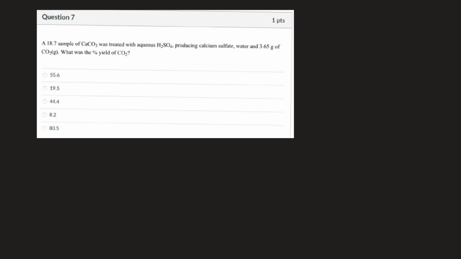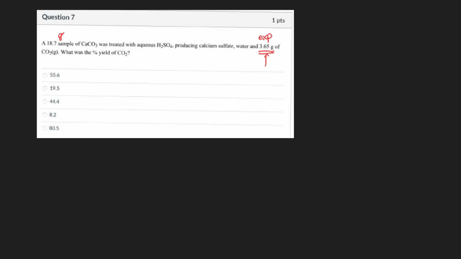All right, here's a percent yield question. It says you've got 18.7, and I think we'll assume that that's grams of calcium carbonate treated with aqueous sulfuric acid, producing calcium sulfate, water, and carbon dioxide. And they say, what's the percent yield? So this, I assume, happened in the experiment. So what I want to do is calculate it theoretically and then see how that compares.